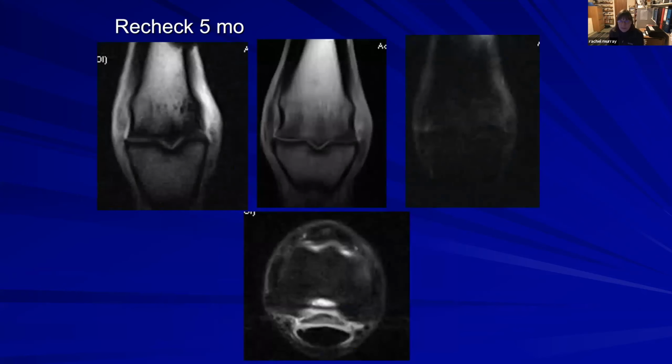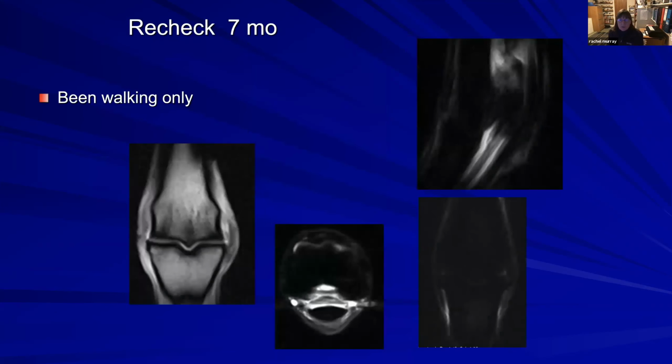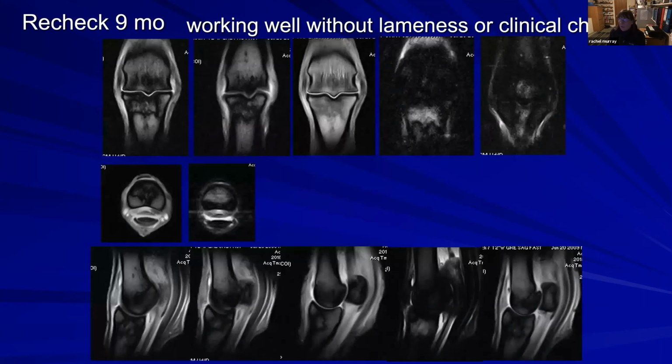It's rechecked again then at 5 months, and we've got further improvement in the distal diaphyseal and the condylar area. So a recheck at 7 months. It's been walking, and at this point our bone looks really pretty good. So we're pretty happy with that. So the horse goes back into work. It's working well without lameness or clinical signs.